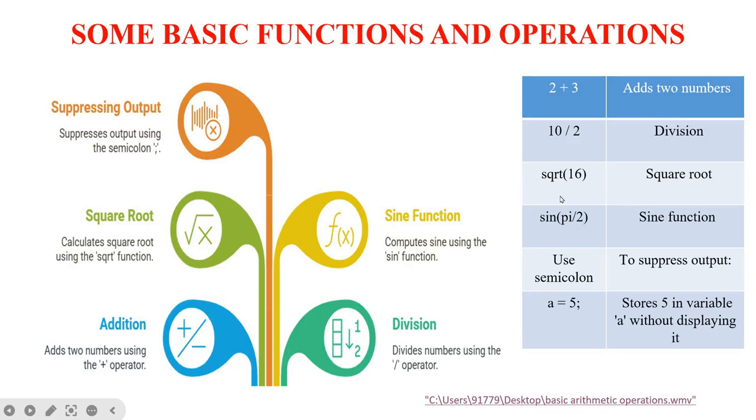Now you have a semicolon. You will be using the semicolon at the end of the command. When you use the semicolon, it will suppress the output, and when you don't use the semicolon, you will be able to see the output. So here a = 5; we have put a semicolon, therefore it will store the value 5 in the variable a and it will not display it. Fine. So for these operations, we'll see a small video.